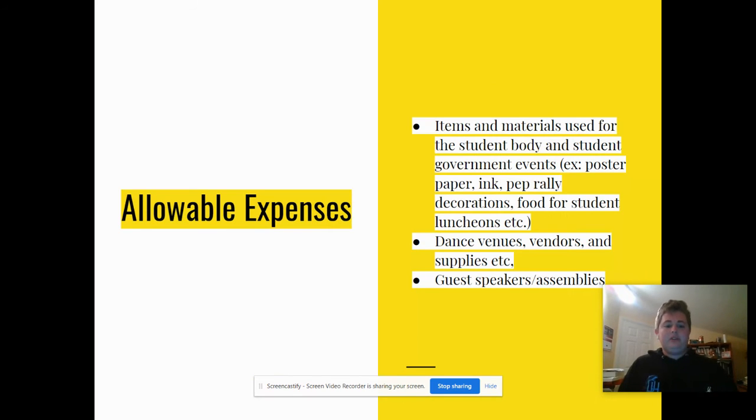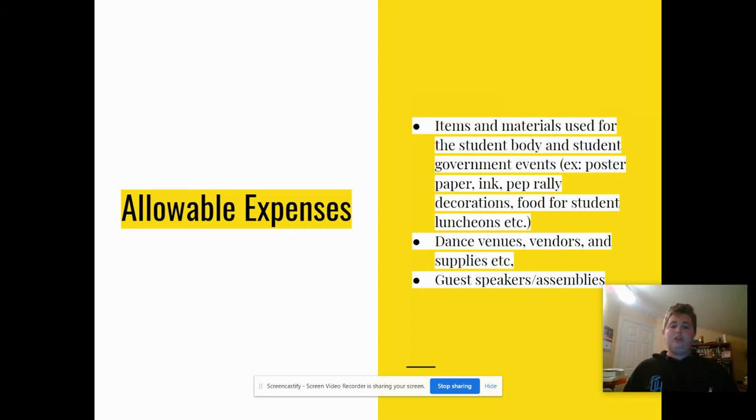So first of all, we'll talk about some allowable expenses. Obviously, there are more that are listed on this page, but we'll just go over a few. So mainly it's items and materials used for the student body and student government events. For example, there are poster paper, ink, pep rally decorations, like streamers or balloons, food for student luncheons, and just stuff like that that are used by the student government for their events. In addition, dance expenses, so venues, vendors, and supplies are also allowable.